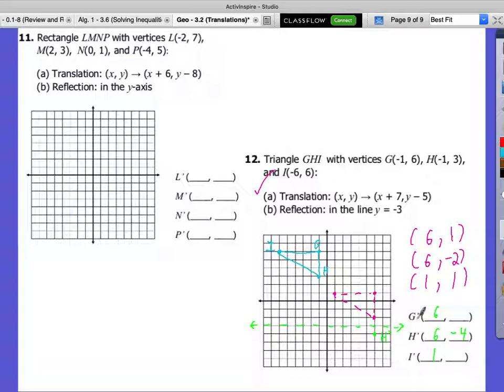Can points share a point? I don't know how to say it. Can points have the same coordinates? Yes. Yes, but they won't here.